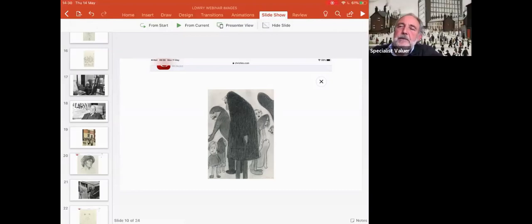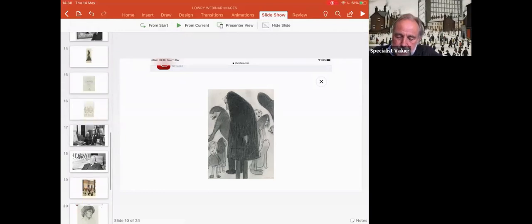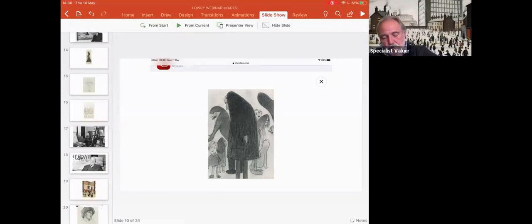Yes, it's 1967, this one, and Lawrence bought it in 1972. It's about, what is it? I think 16 by 11, so quite a good size too.